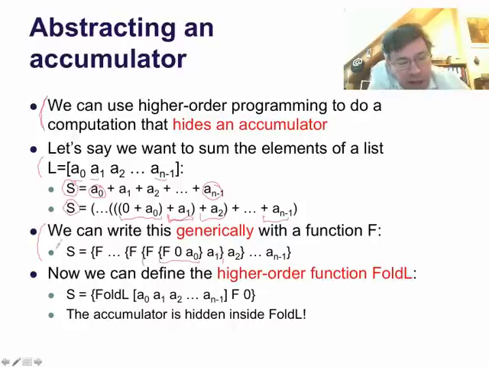We can define a function that does this. This function has a name. It's called FoldL, L for left associative. So we can say S is equal to FoldL, and here we have the list, and here we have F, and here we have the initial value 0. Notice no more accumulator. It's hidden inside the FoldL.